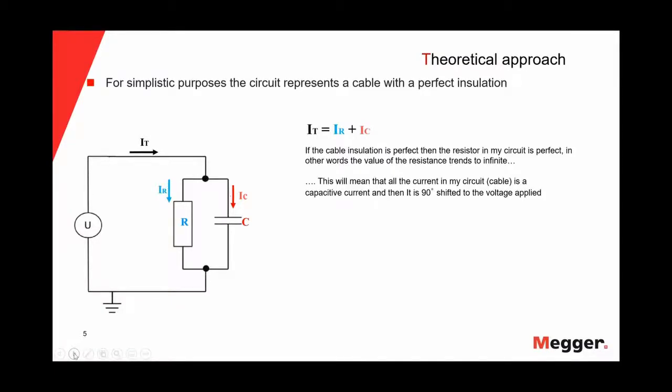If the cable insulation is perfect, then the resistor in my circuit, sorry, my webinar window is blocking my words, the value of resistance trends to infinite. This will mean that all the current in my circuit is a capacitive current, and it is 90 degrees shifted to the applied voltage. Here is the voltage, the resistive, the infinite, the angle.